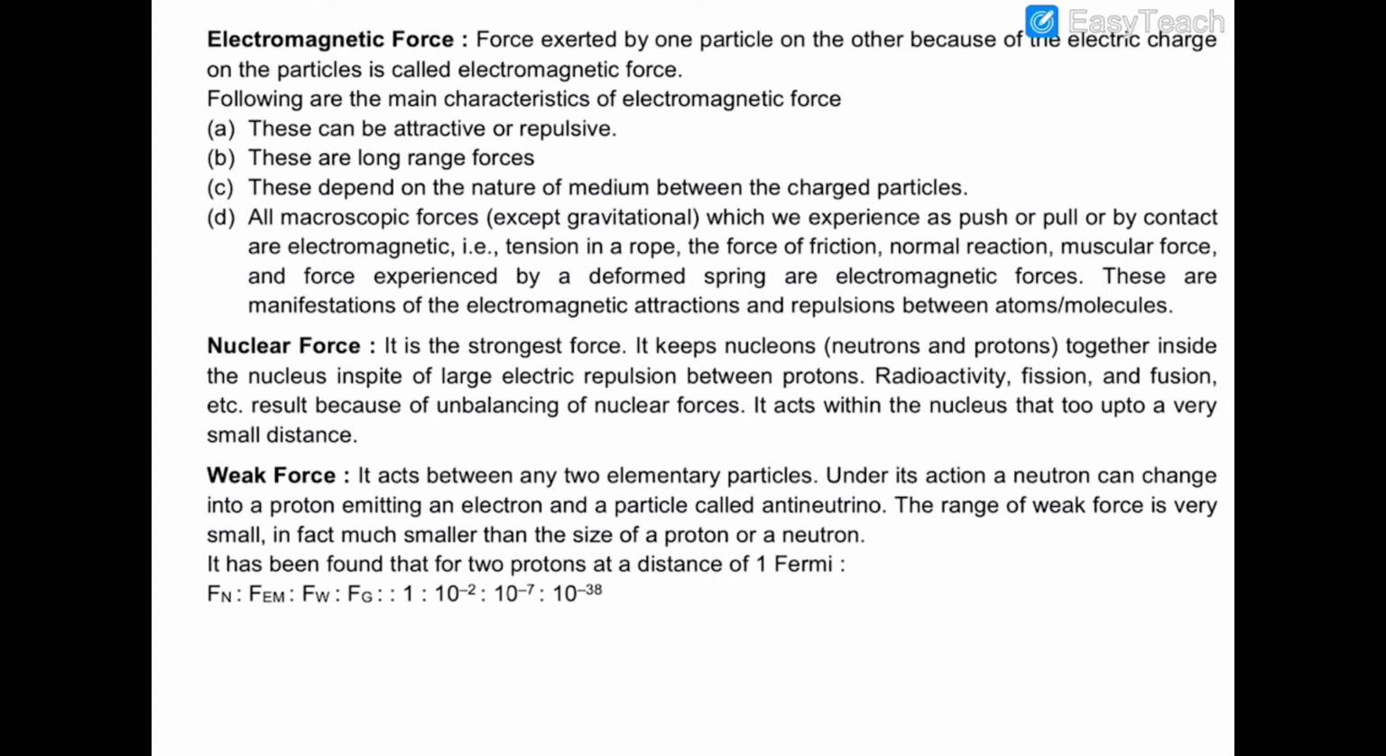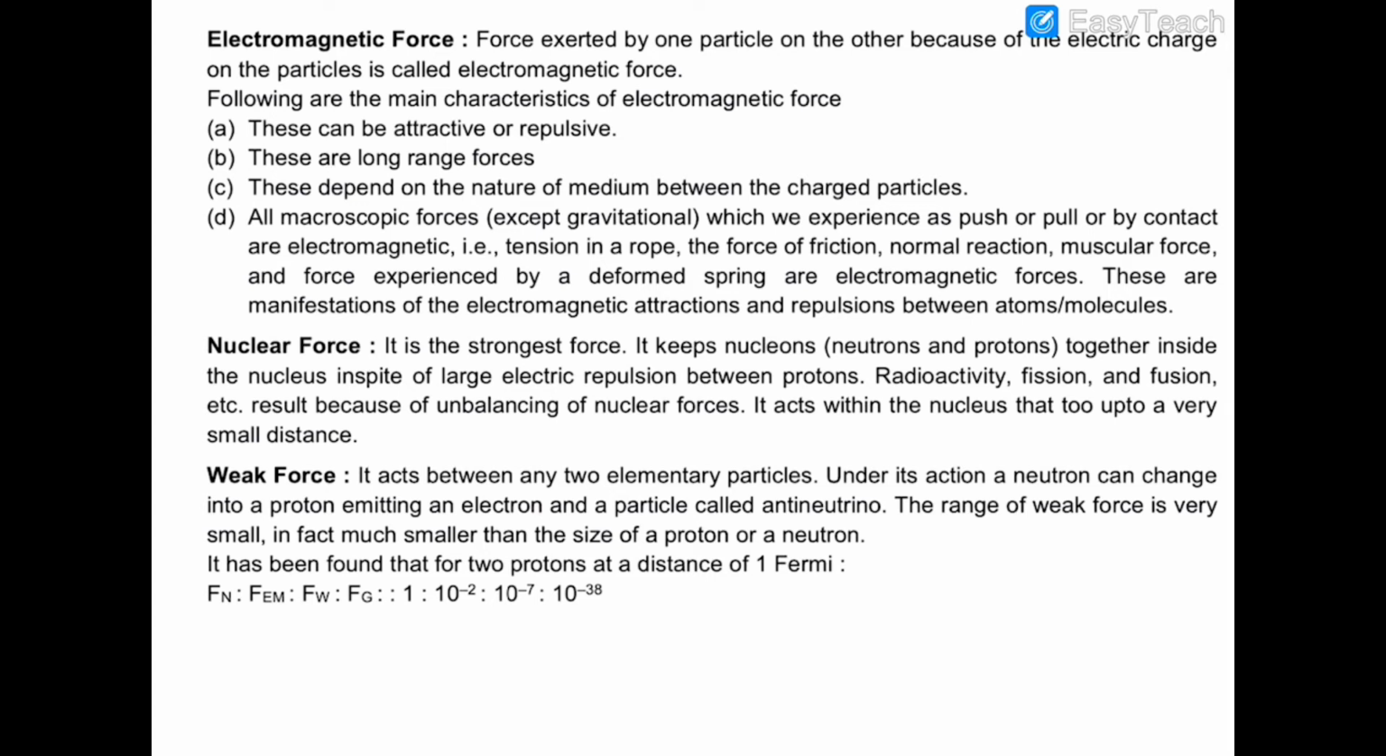and under the action of this weak force, a neutron can change into a proton, emitting an electron, and that electron is accompanied by a particle, the antineutrino. So the range of weak forces is very small. In fact, it is much smaller than the size of a proton and neutron.